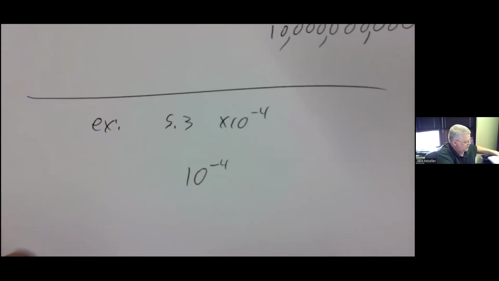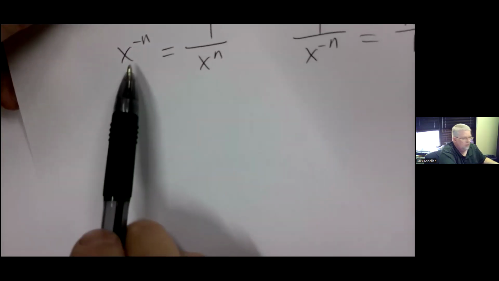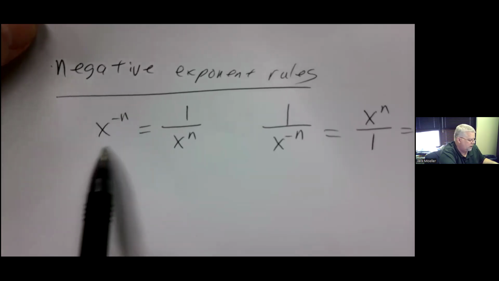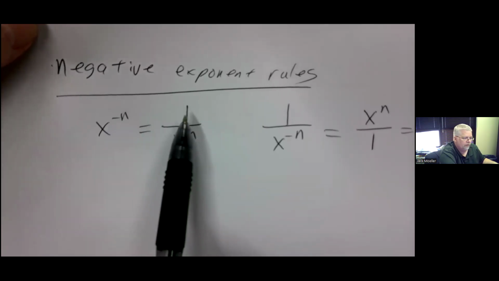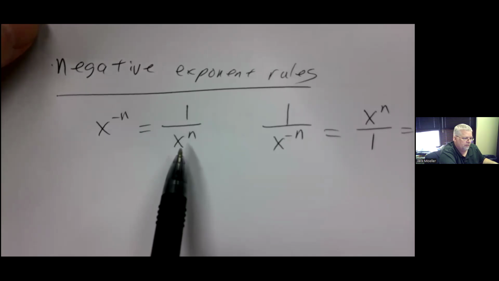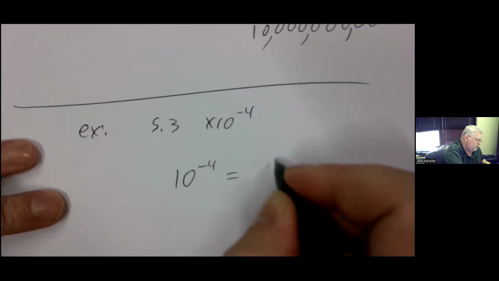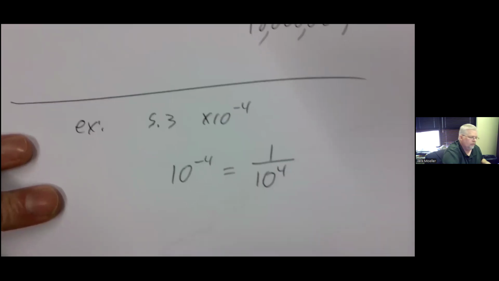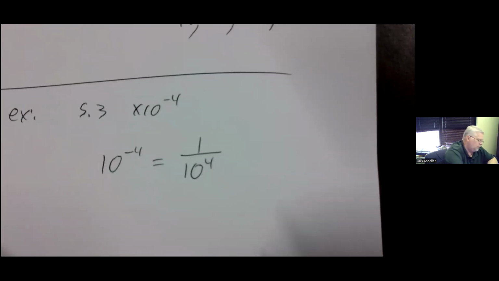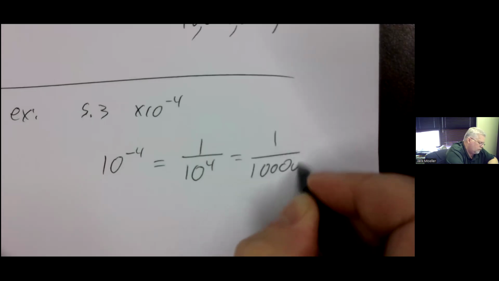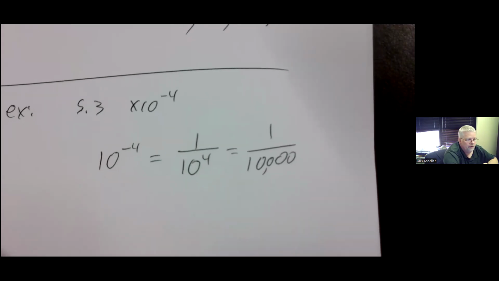So how do we write that? It goes back to our negative exponent rule. Remember, when we have a negative exponent, we flip that number and make the exponent positive. So 10 to the negative 4 really means 1 over 10 to the 4th. Now, what does 10 to the 4th mean? It's 1 followed by 4 zeros. That's 1 over 10,000, so 1/10,000th.